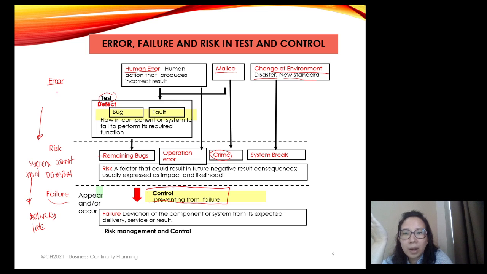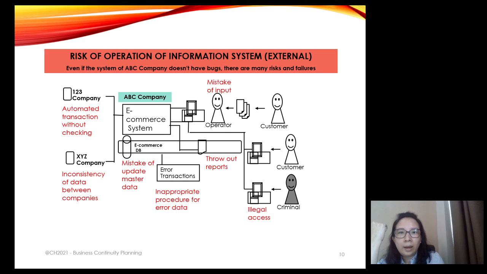So when the error happens, the risk is something that disturbs our business, and the failure is talking about what the impact to the business is. Okay. So this is an example of how it relates, from the error, to the risk, and to the failure.